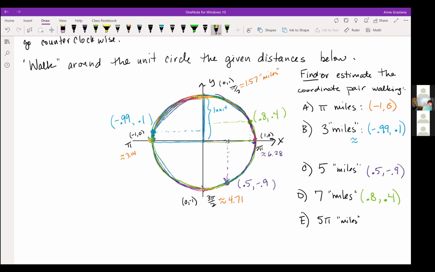Okay, so I finally have gone 5 pi miles. I'm at this point. What is it? -1, 0. That's right. Okay, that's an exact one. We don't need to estimate that because it's exactly at a measured point on the circle. So all of the pi miles will probably be one of the points we already have. But all the ones where we're trying to get estimated miles, it'll be like estimated points.